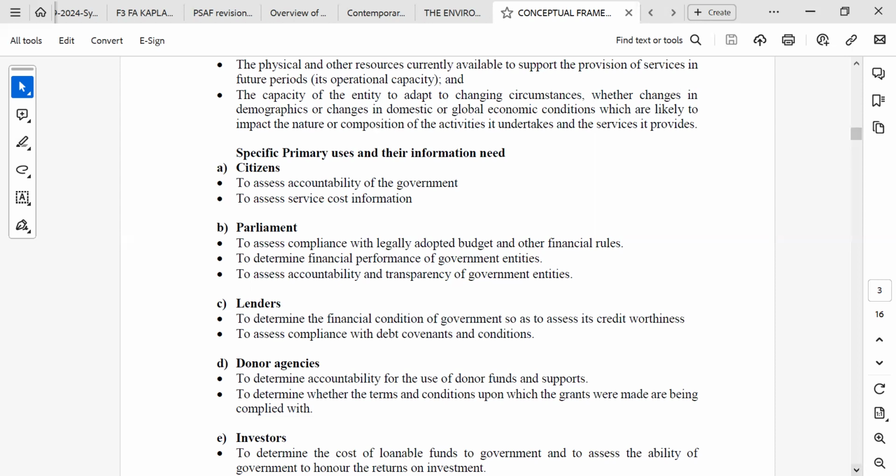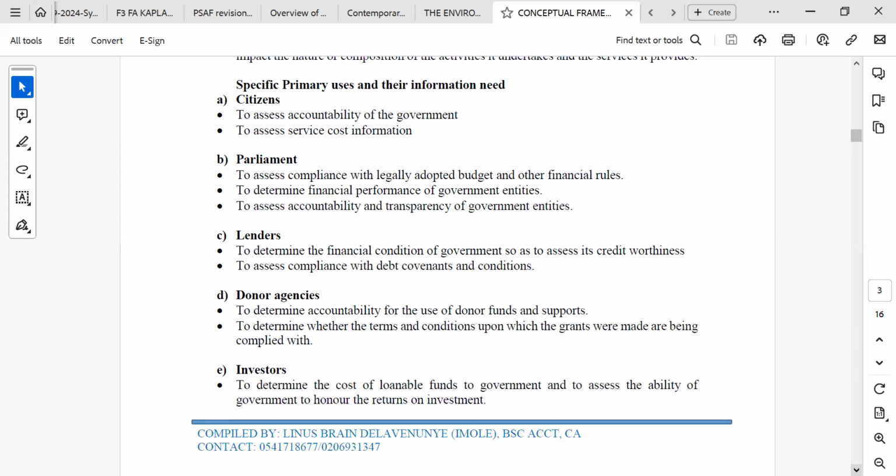Let's come to the investors. What are they interested in? They are interested in whether the government will be able to provide the required return on their investment. That is the informational need, because they are coming to invest. What is our required rate of return? Will government be able to? Do they have the capability? Do they have the capacity? Do they have what it takes to give us the return that we want? That is what they will be looking for.